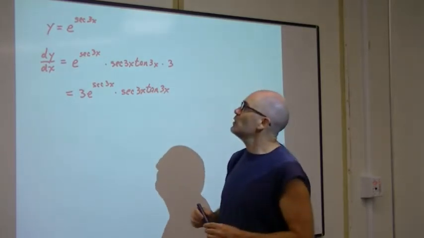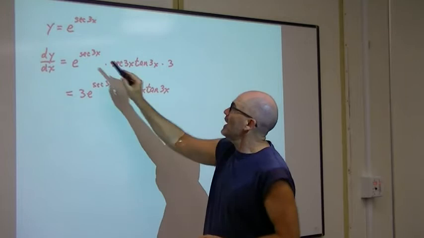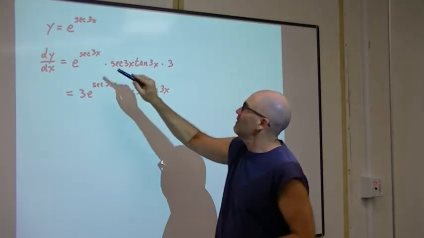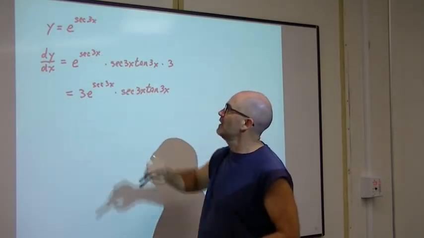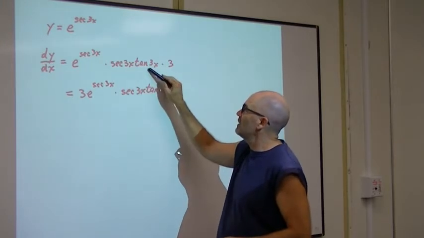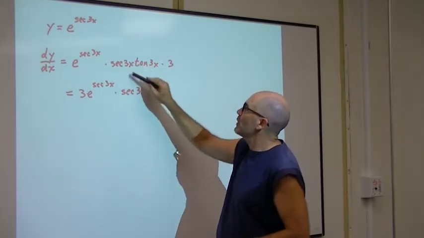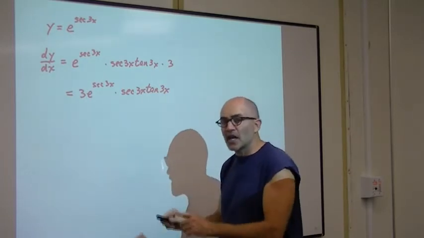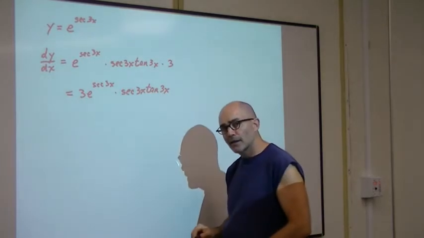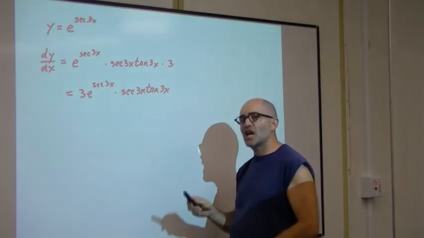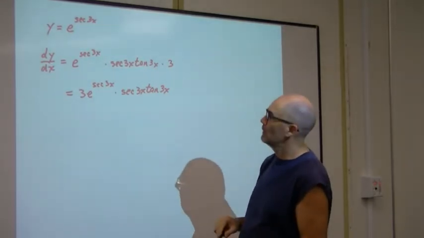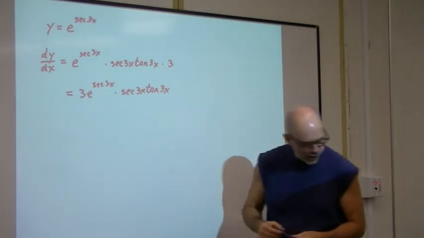So notice we don't just have one chain rule here. The first, e to the x, gives us the derivative of that is e to the x. Then you take the derivative of secant x, and that's secant x tangent x. Then you have to take the derivative of the 3x. So we have a chain in a chain in a chain. And that's why we have the song. Chain, chain, chain. Chain of fools. Okay. So, there we are.